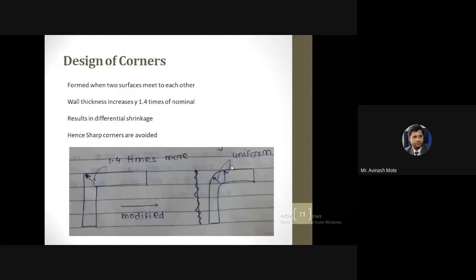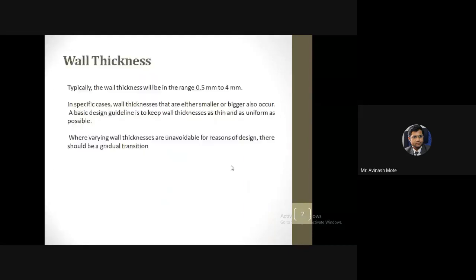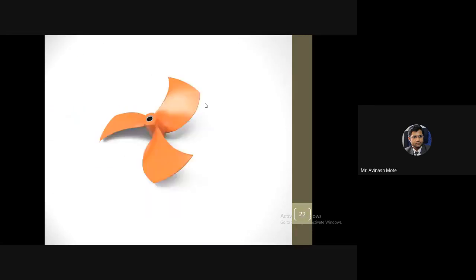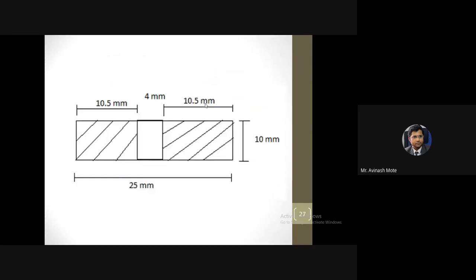Here it is. Read the first line. Typically, the wall thickness will be in the range of 0.5 millimeter to 4 millimeter, average 2 millimeter. If it is not given in the problem, let's take the average. Don't go for minimum, don't go for maximum, go for optimum. So that average 2 millimeter wall thickness I will consider. That's how, in the design part, you have to go for a number of assumptions. The assumption should be only optimum, not with extreme limits.